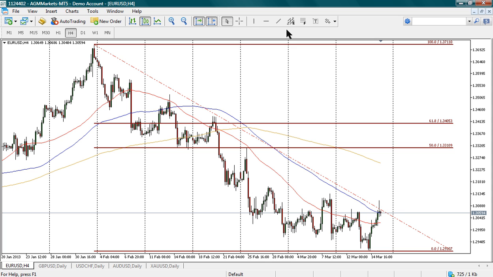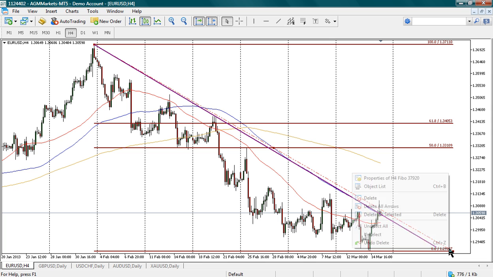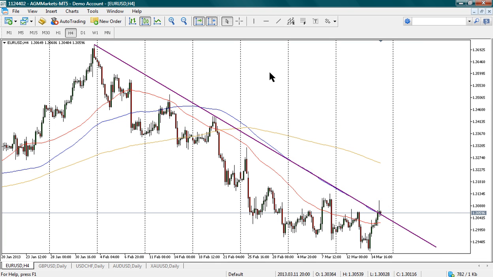But the last few weeks, the euro dollar's basically been trading off of this trend line resistance. You can see the key test there, and it's pretty much been holding for all of February. I'll just delete this fib so you can see this trend line a bit clearer.